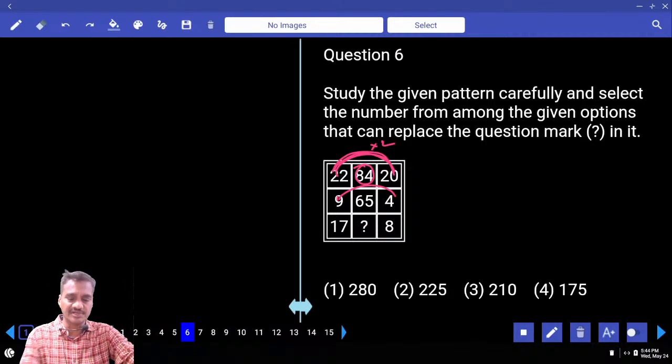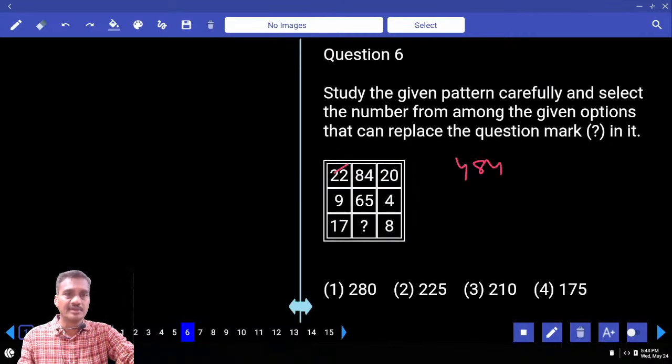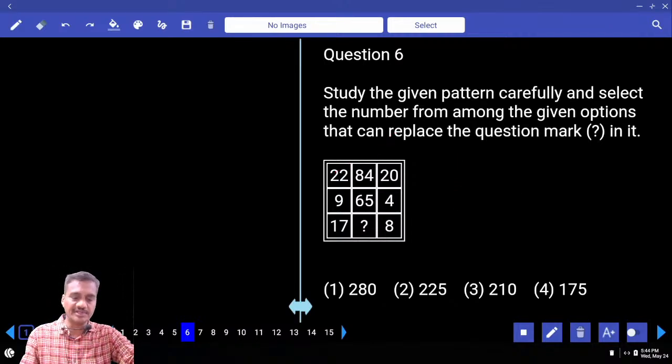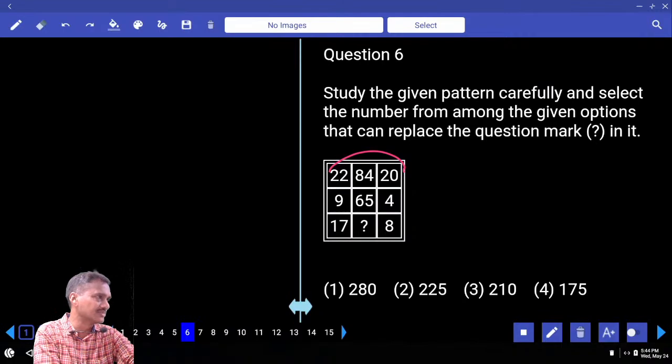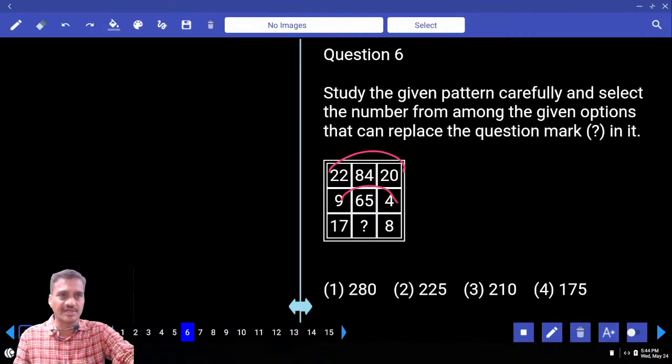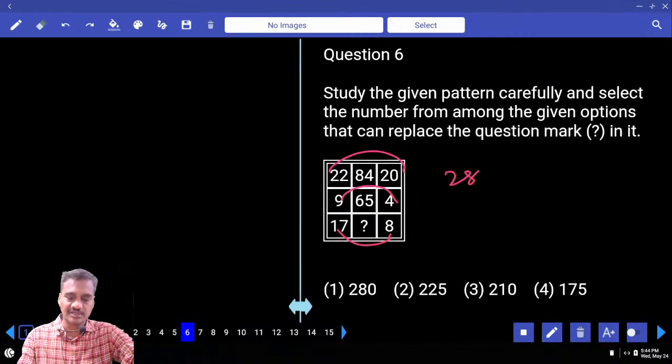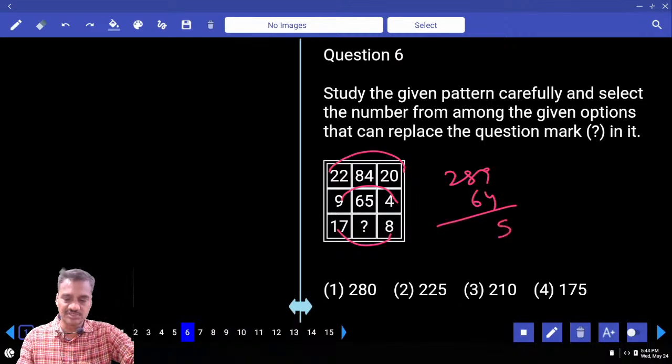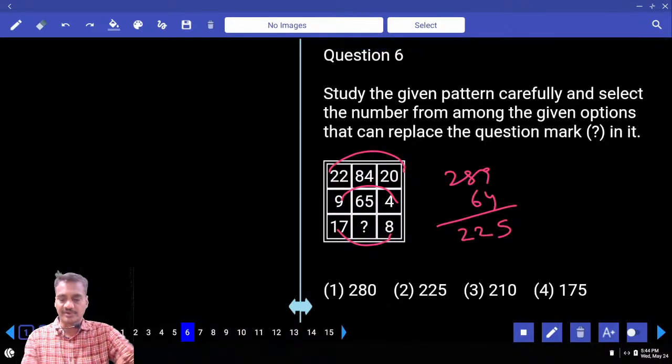And similarly 17 and 18. Or else, 22 square is 484. And 20 square is how much? 400. Now the difference is how much? 84. That is, what did we do earlier? We took the product, then subtracted the difference. Multiplied with the difference, that is nothing but a square minus b square. And similarly here 9 square 81 minus 16. Is that fine or not? And 17 square 289 minus 64. And what is your answer here? 528 minus 6 is so much? And that is 22. Now 225, choice 2, question number 6.